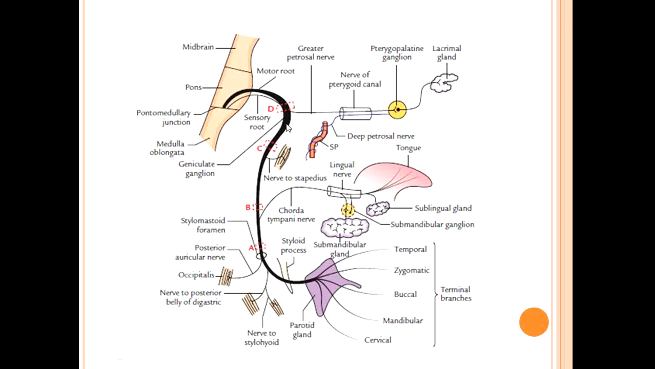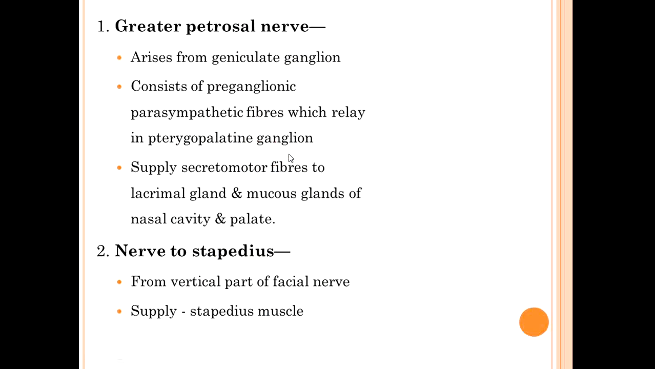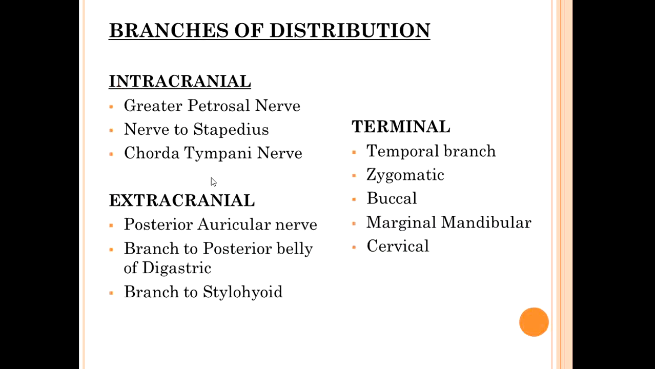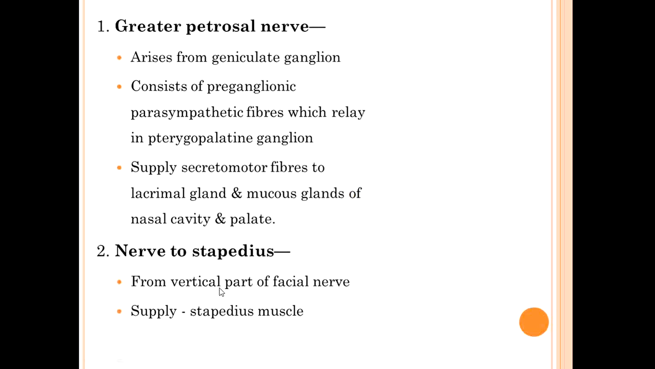Another intracranial branch is the nerve to stapedius. Okay, and the third branch which we have seen, that is chorda tympani here. Okay, what are the extracranial? Posterior auricular, branch to posterior belly of digastric and stylohyoid.